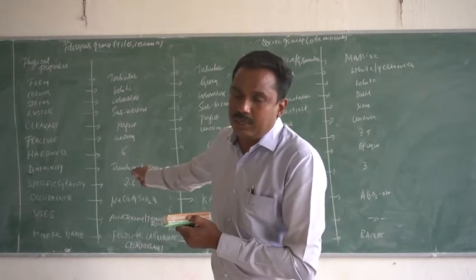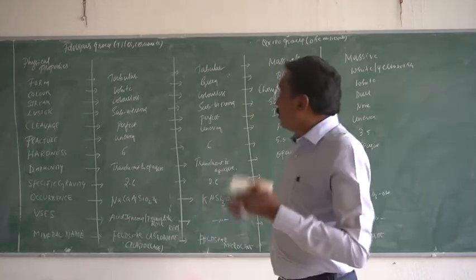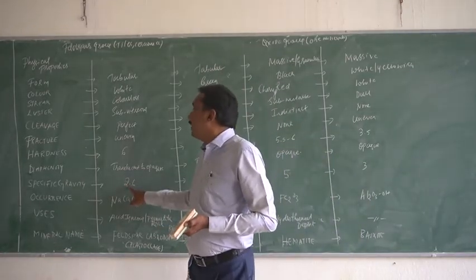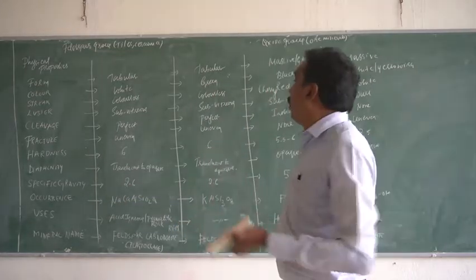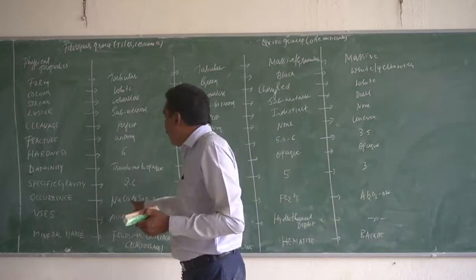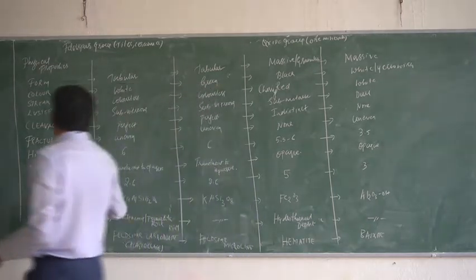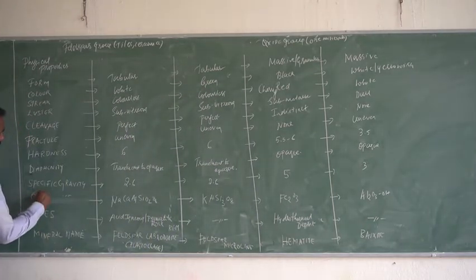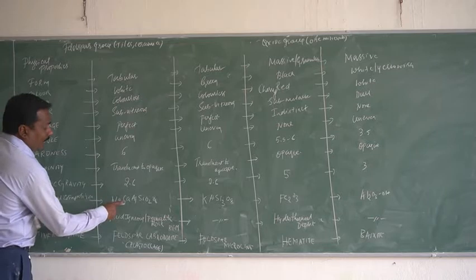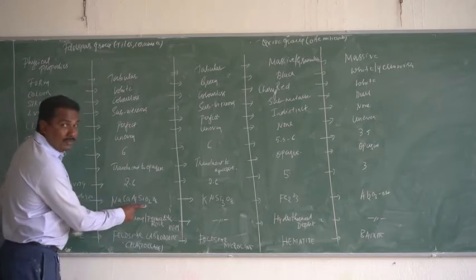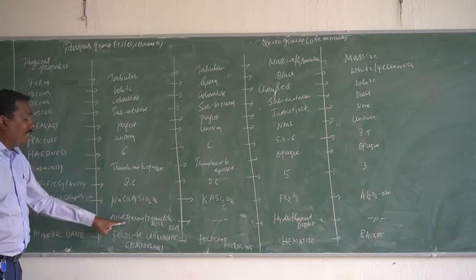The hardness of the feldspar is 6. The specific gravity of the feldspar is 2.6. The diaphaneity exhibits translucent to opaque in nature. The chemical composition, I have written here. The chemical composition is sodium, calcium, aluminium silicate. The occurrence of this feldspar is in acidic igneous rocks.